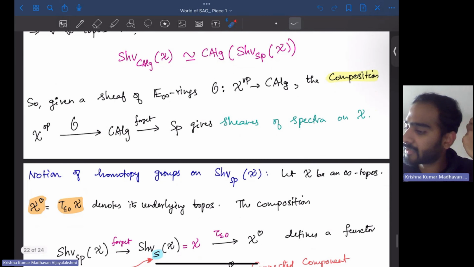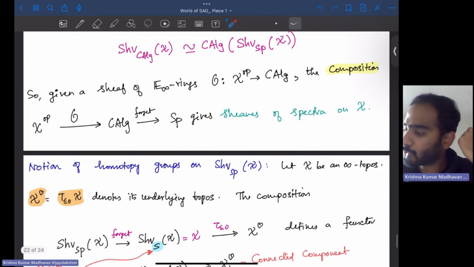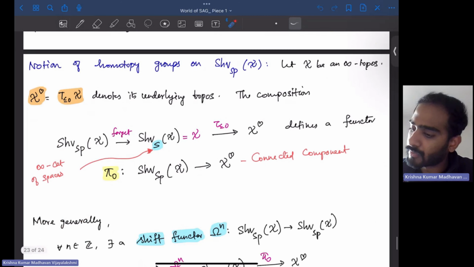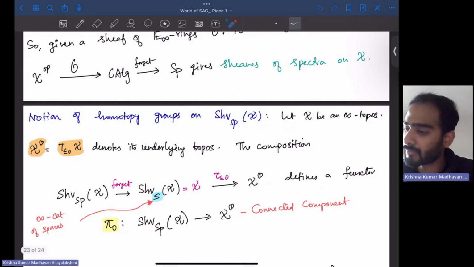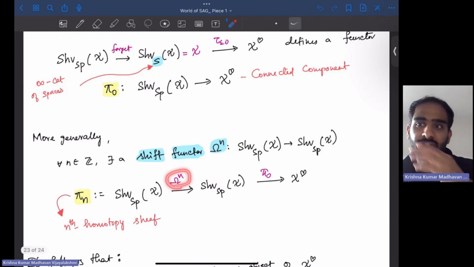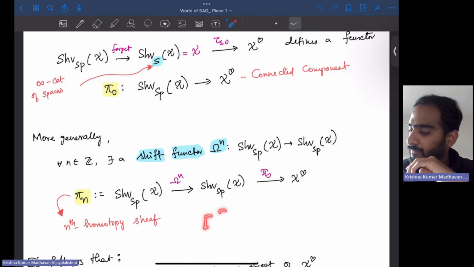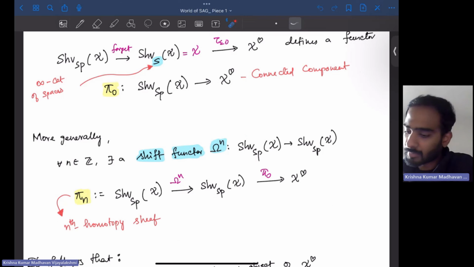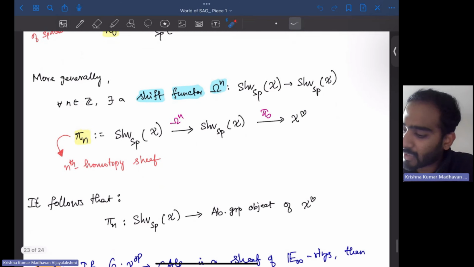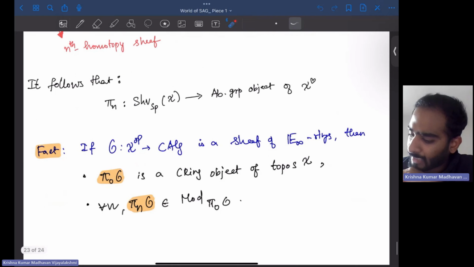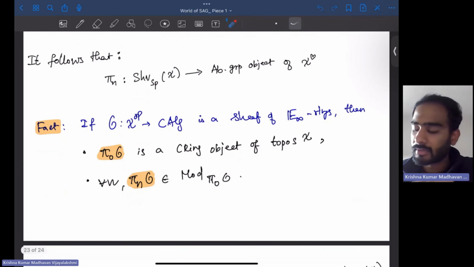Given a sheaf of E infinity rings, we can talk about the notion of homotopy groups on it by composing the structure sheaf with this forgetful functor. This would, for example, give us pi naught of a given E infinity ring. In order to take pi n, we need the shift functor, which shifts the indices: if a spectrum is E_m, the shift functor shifts this to E_{m+n}. Using the shift functor, one can define the nth homotopy sheaf associated to this ringed topos. This is the very basic setup that we would need for the next talks.